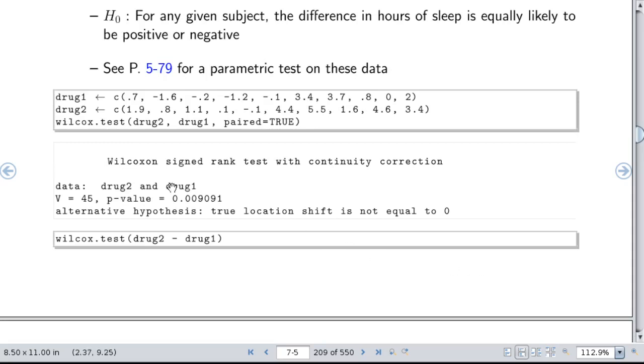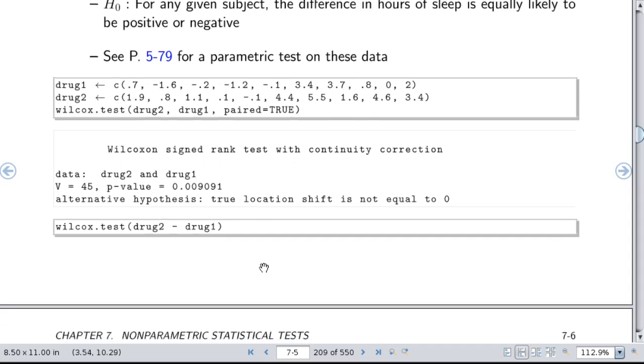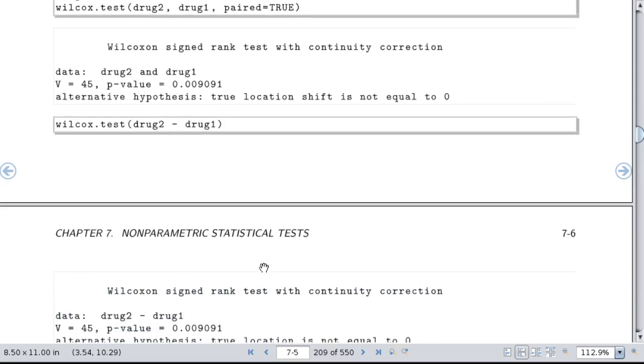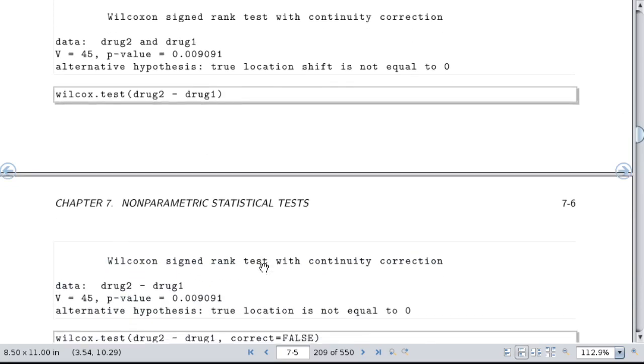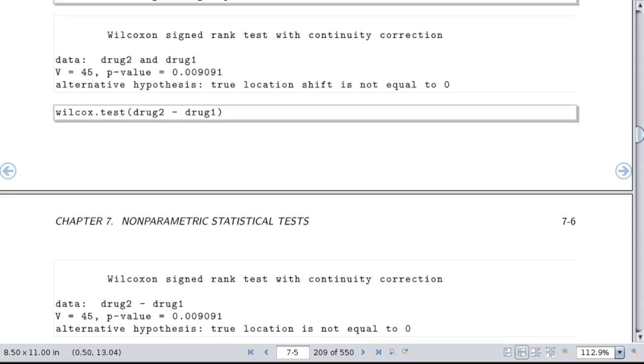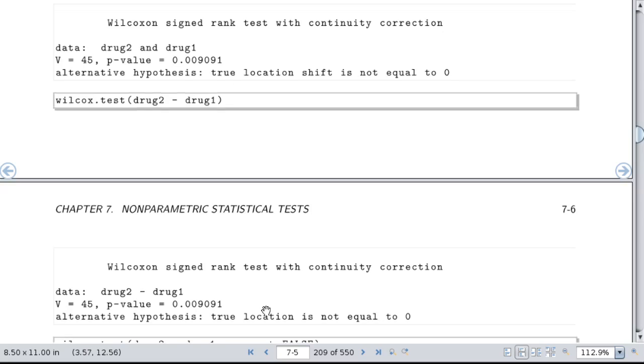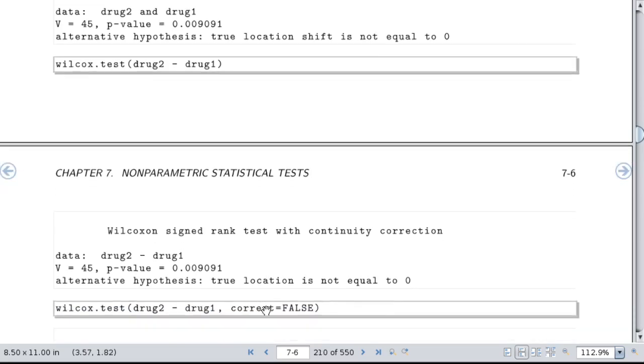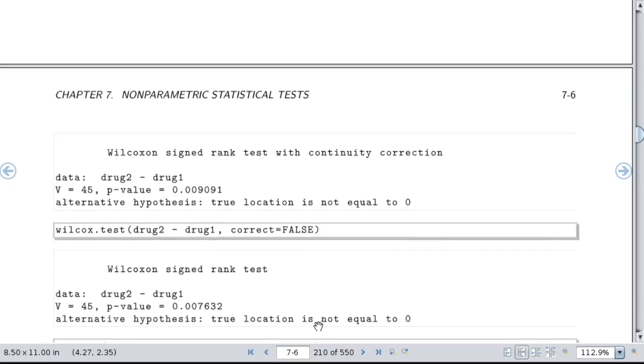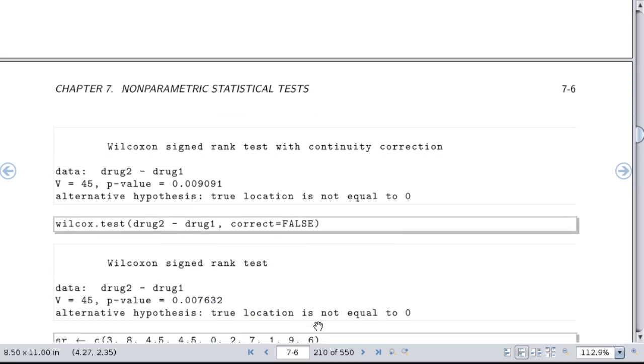So the Wilcoxon signed rank statistic here is 45. The p-value is 0.009, and that is with a continuity correction. We didn't ask for the continuity correction, but we got it anyway, because that's the default in the wilcox.test function. Now, if we explicitly say correct equals false, we're going to get the test without a continuity correction and got a p-value of 0.007.